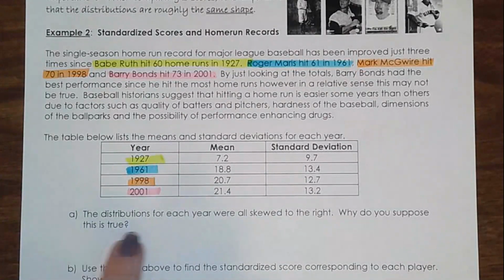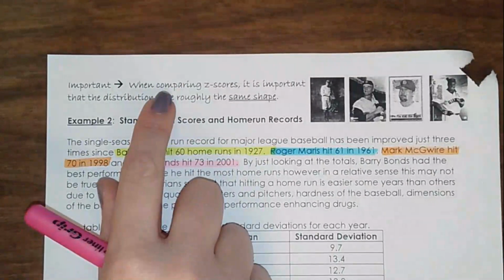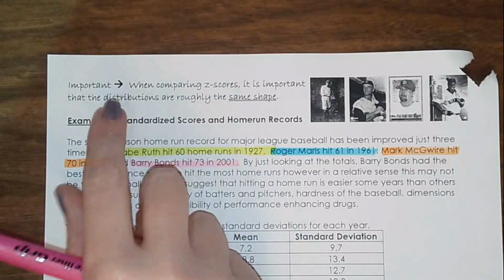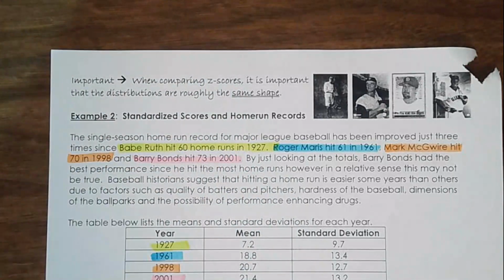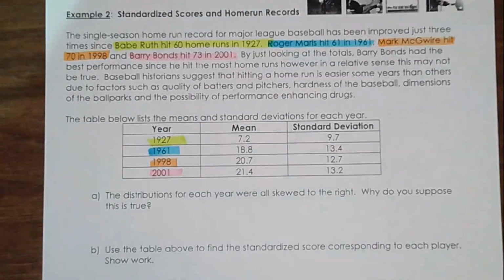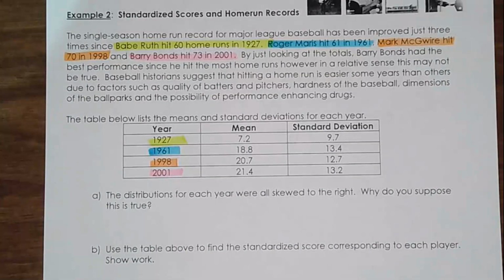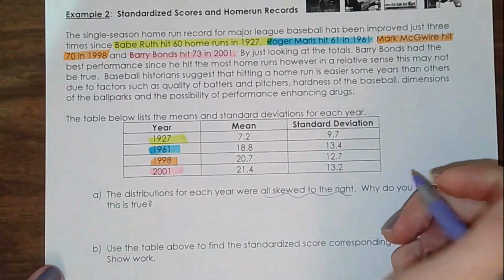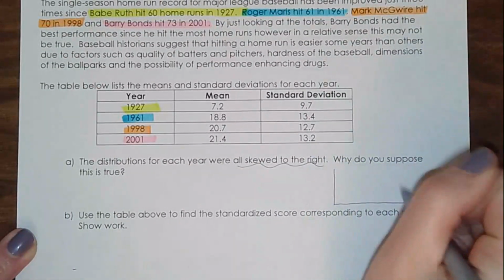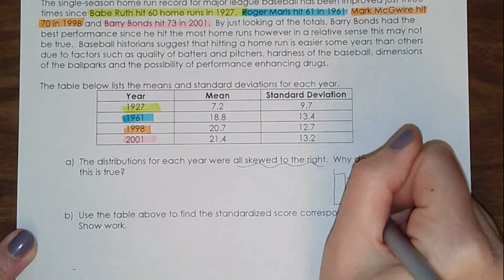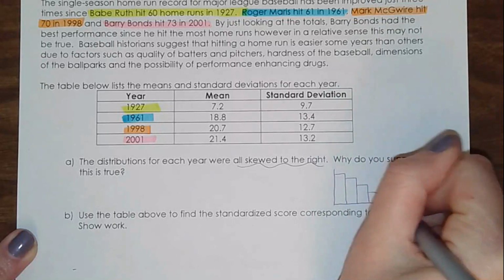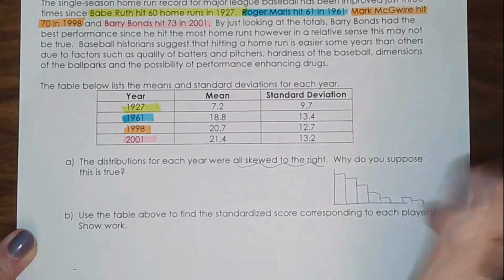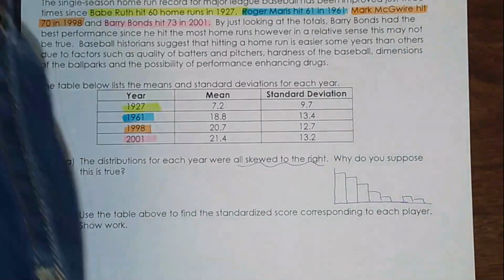It says distributions for each year were all skewed to the right. Now, one thing up here: when comparing z-scores, it's important that the distributions are roughly the same shape. It doesn't matter what shape, as long as they're the same. So they're saying all the distributions were roughly skewed to the right. Why do you suppose that is true? Just to remind you, skewed right looks something like this, and maybe with an outlier or two at the end. Remember, skewed right.